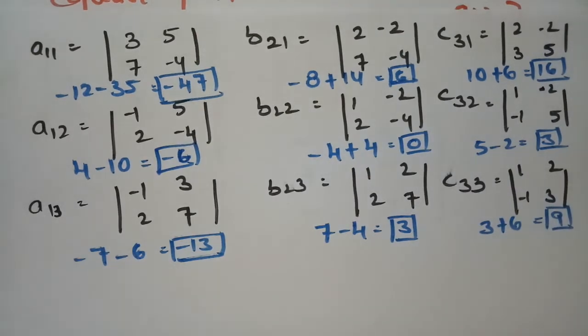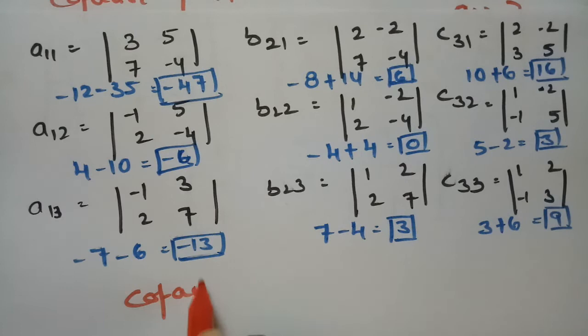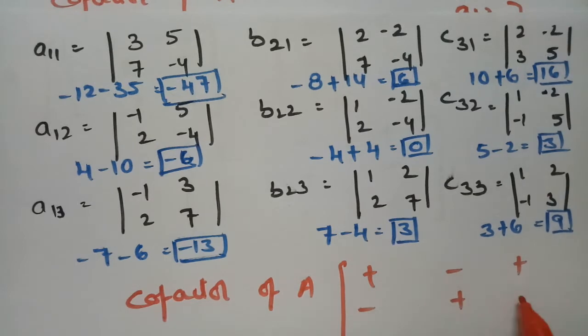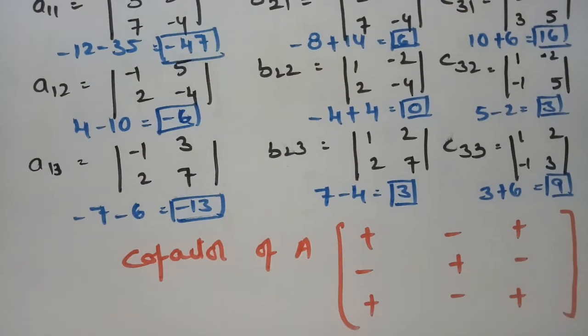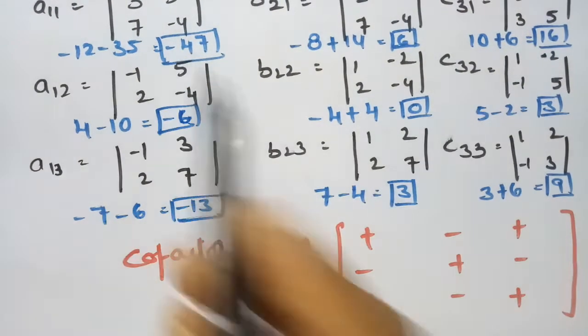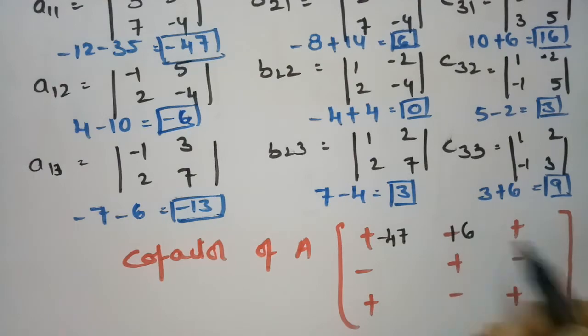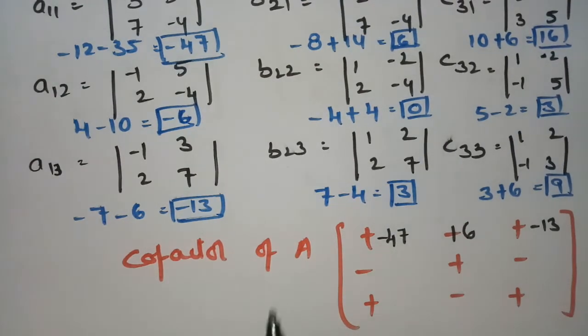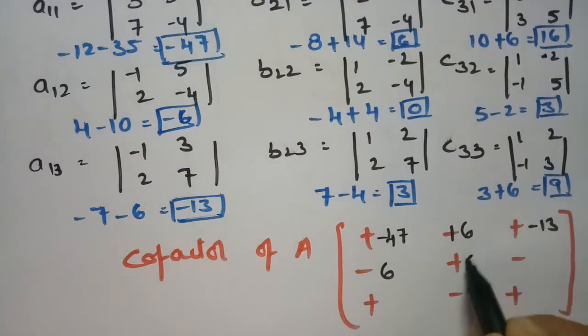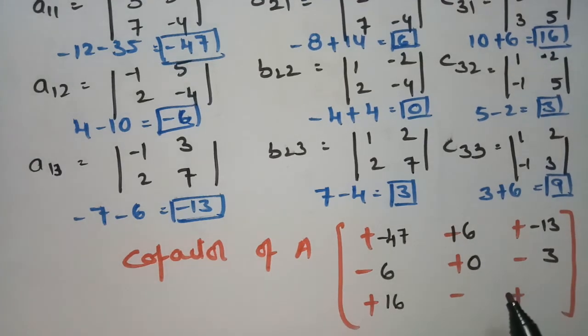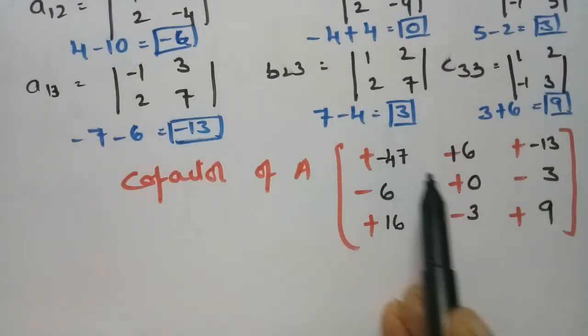So we have to find out the cofactor. For finding the cofactor of A, the sign pattern is plus minus plus, minus plus minus, and again plus minus plus. Now we have to substitute here. So the first value is minus 47, and this value is minus 6, and this is minus of minus, plus 6, and this is minus 13. And the next values here are 6, 0, 3, and 16, 3, 9. If I substitute all the values, this is the cofactor matrix.